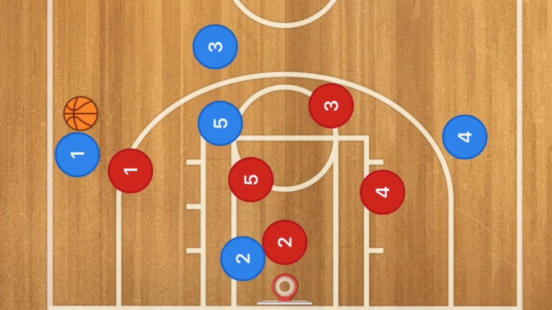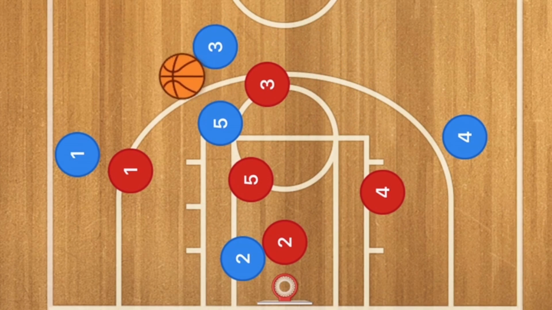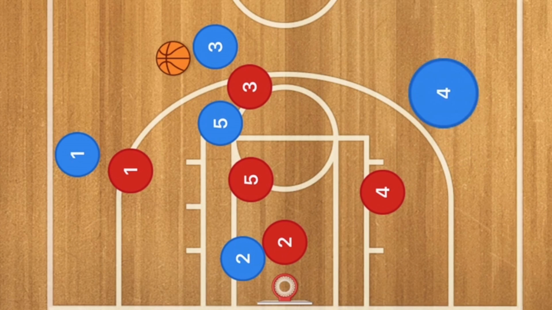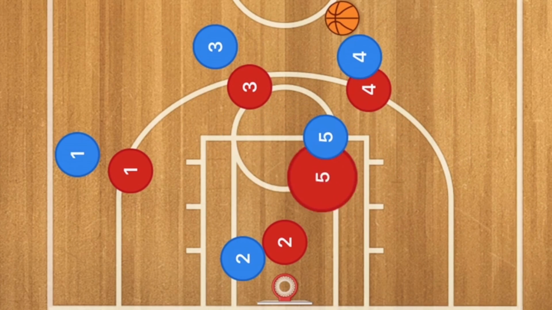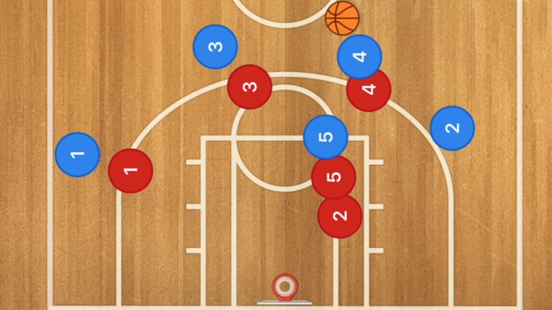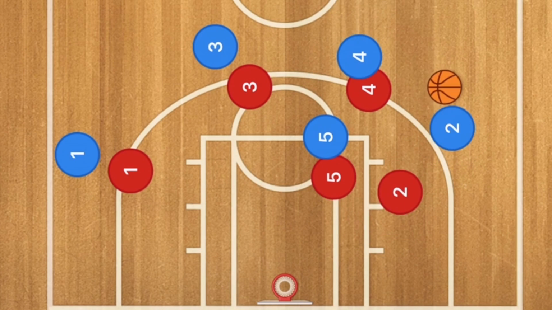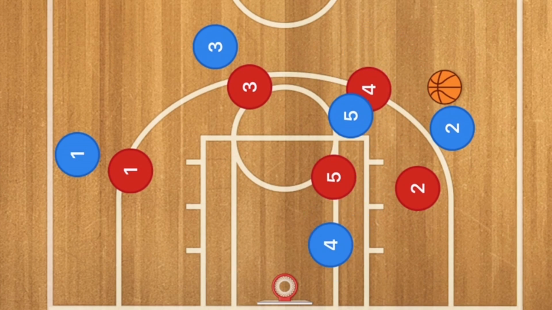We're going to have player 3 fill in that spot. Player 1 is going to pass player 3 that ball. Player 4 is going to fill. That's going to bring player 5 over. Player 2 blue is going to pop out to that 3-point line where player 4 is going to pass player 2 that ball. 5 is going to set a back screen. Player 4 is going to cut towards the rim, and he might be able to score there.